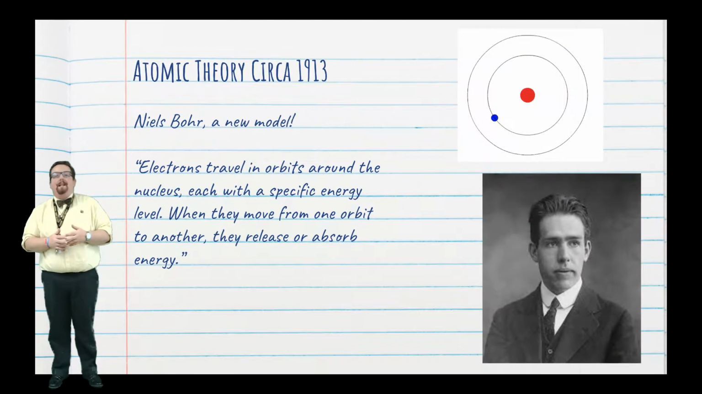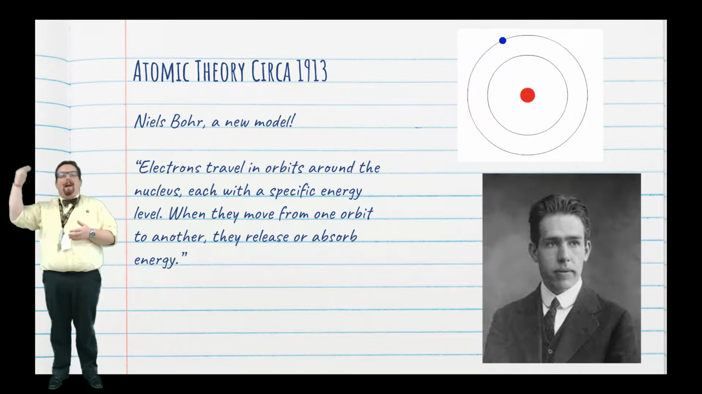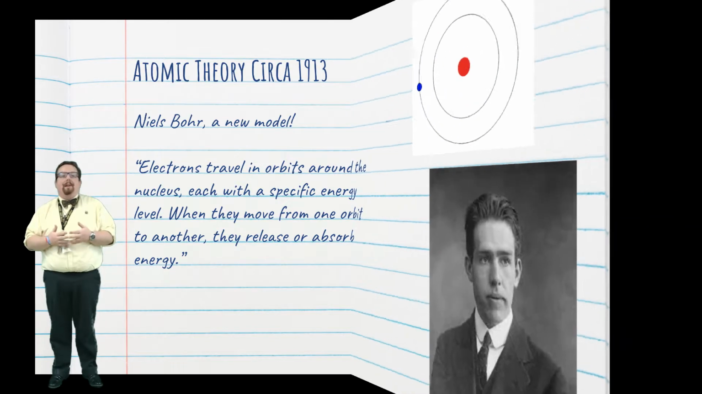In 1913, Niels Bohr came along and added to the atomic theory, stating that those electrons are not actually moving at random. They're moving in very specific circular orbits around the nucleus, each orbit with a different amount of energy. He also theorized that moving from one orbit to another would either cause the electron to release or absorb energy.